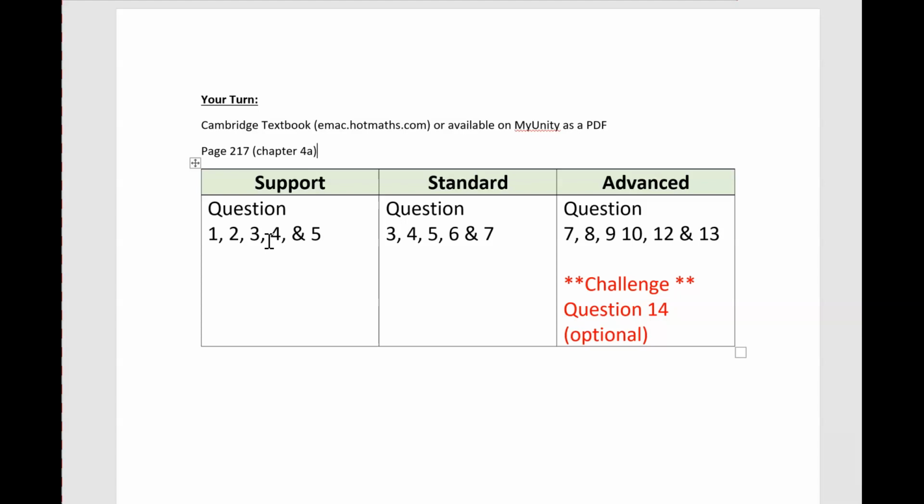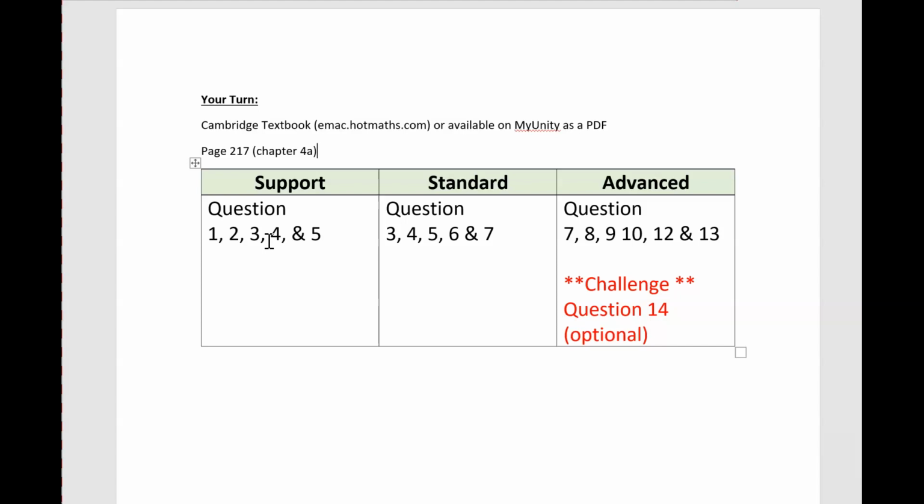Standard: questions 3, 4, 5, 6, and 7. There's quite a lot of those. I want you to just do every second one if it has multiple parts. So if it's got an A, B, C, D, E, just do A, C, E, skip the others. I just want you to get some practice at it. I don't want you to be bored out of your mind.